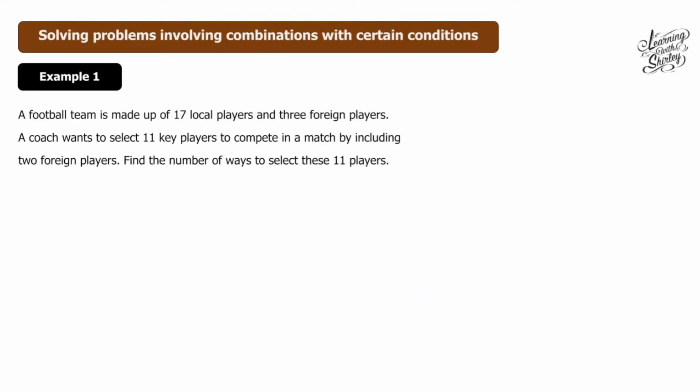Hi everyone! In today's video, we're going to learn how to solve problems involving combinations with certain conditions. Let's look at example number 1.